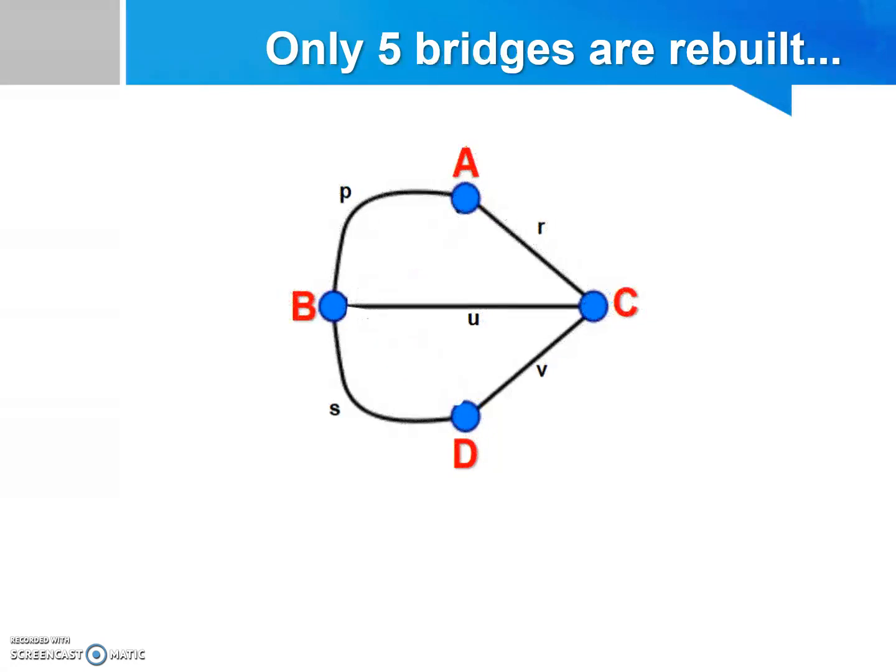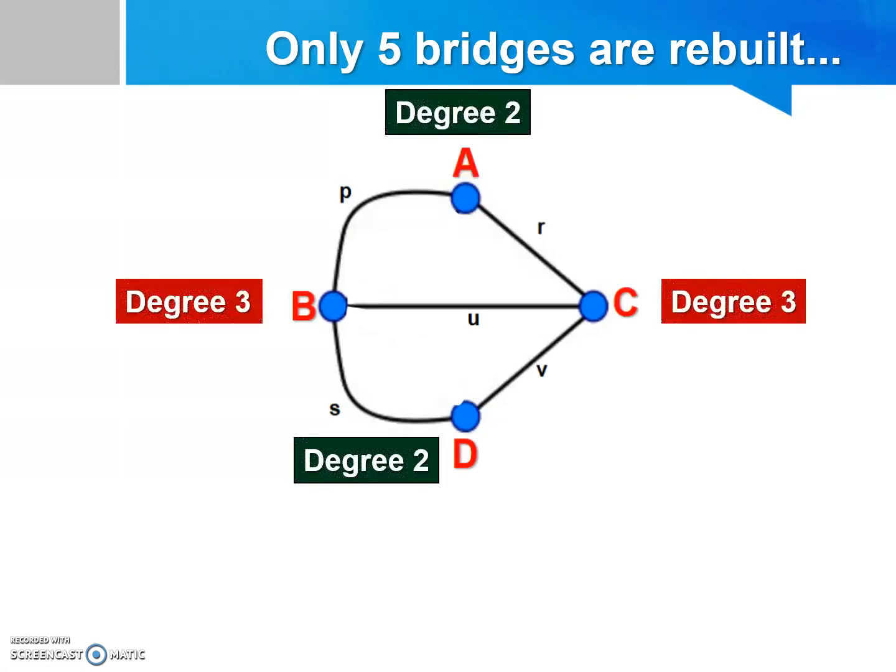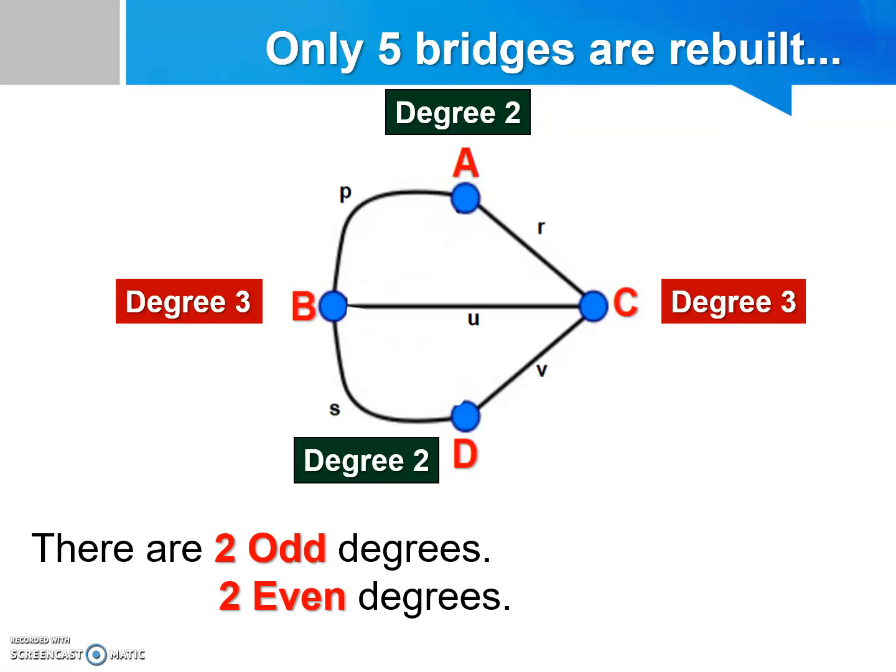As we can see from the network, vertices A and D have degree of 2, and they are even degrees, while vertices B and C have degree of 3, and they are odd degrees. So altogether, we have 2 odd degrees and 2 even degrees. Since there are only 2 odd degrees, that is in B and in C, we can actually draw the edges once without lifting the pencil from the paper. Let's try to draw it and see.